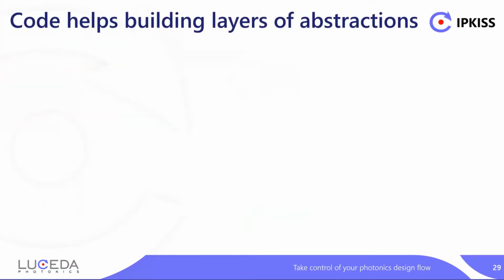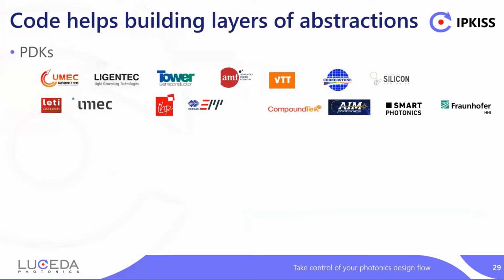Okay, what does code give you as well? Code helps you build layers of abstraction. So one obvious layer of abstraction are PDKs. So this is a list of the PDKs that we support today. And if you think of code, you can see a PDK as a module, which you use as a layer of abstraction. And so you don't have to care about all the information and the details from the foundry. They are abstracted away for you in the devices that you use.